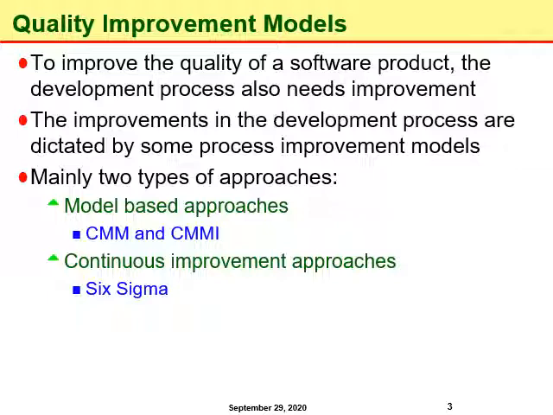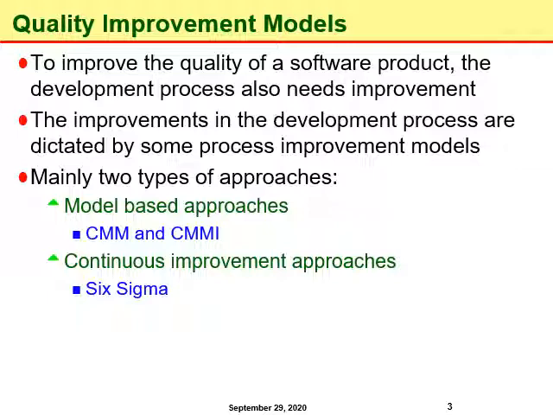Model-based approaches actually compare the organizational processes with a reference model and can be used to identify the coarse-grained problem areas and potential improvement options. Examples of these models are the capability maturity model, which is in fact a famous model and is commonly known as CMM, and similarly capability maturity model integration, which is called CMMI.